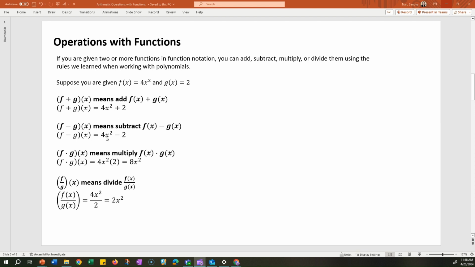So basically, a lot of what we're doing here is substitution, and then we're just simplifying using the operations we learned when working with polynomials. Suppose we have f times g of x, that means take f of x and multiply it by g of x. So that means we have 4x squared times 2, and when we simplify that, we get 8x squared. If we have f over g of x, that means divide f of x by g of x. And so if we have 4x squared over 2, we can simplify that because 4 and 2 will reduce, and so we have 2x squared.